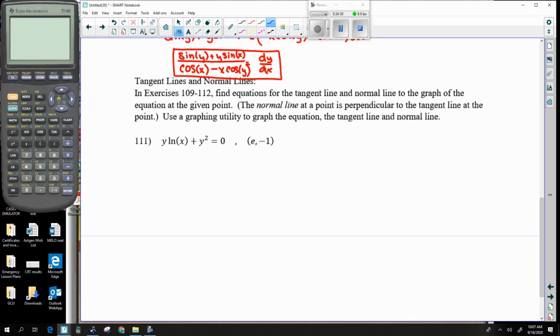So derivative, here we go. So the first part is the y ln of x, so the derivative of y is dy dx. Leave the second part alone, plus leave the first part alone. Derivative of the second is 1 over x, plus the y squared, so that's 2y dy dx. That's all equal to 0.